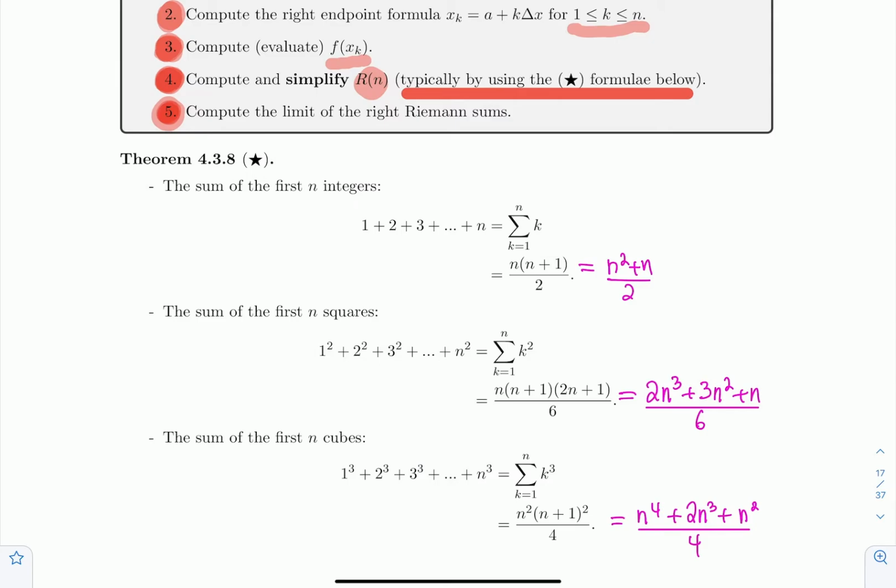So the first point of the Star Theorem is, if you add the first integers, 1 plus 2 plus 3 plus etc. all the way up plus n, so if you're summing all k's from 1 to n, where the sigma notation is just a compact form to represent the summation, well, there's a formula for it. You just go n times n plus 1 over 2.